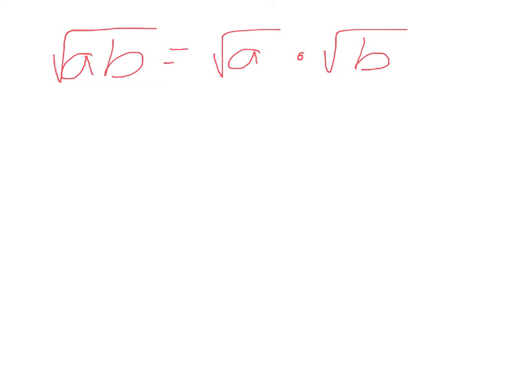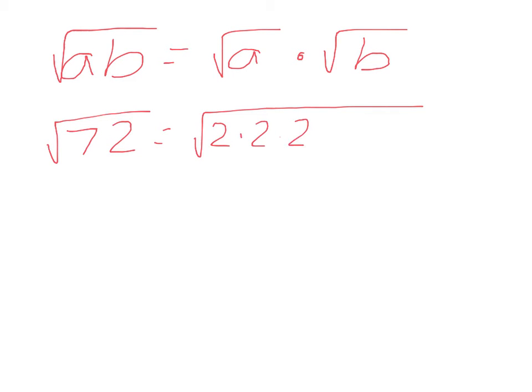Now, just to give you a little background on why I could actually do that, there's a rule that says if I have the square root of a product, I can actually make this the square root of A times the square root of B. I can separate those out. So when I go back to the square root of 72 for a second, I had the square root of 2 times 2 times 2 times 3 times 3.